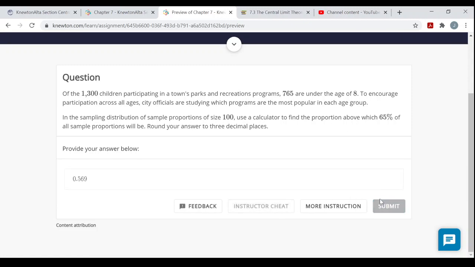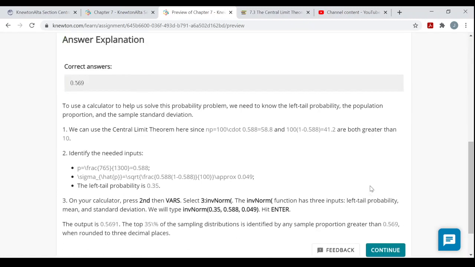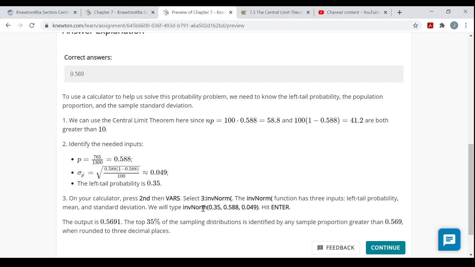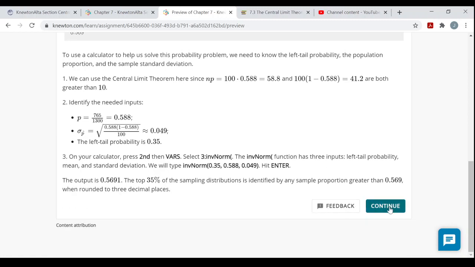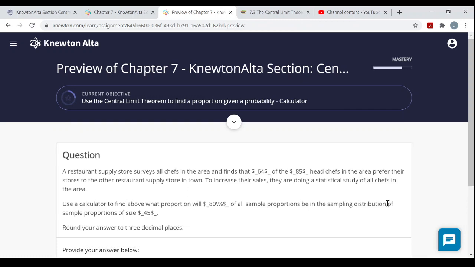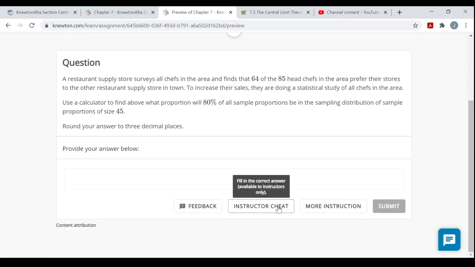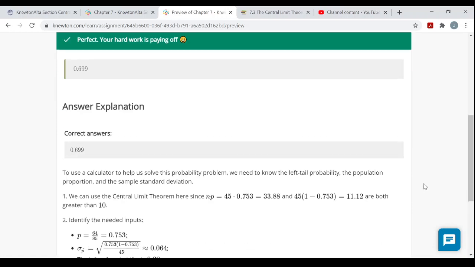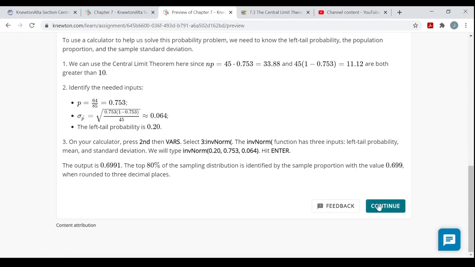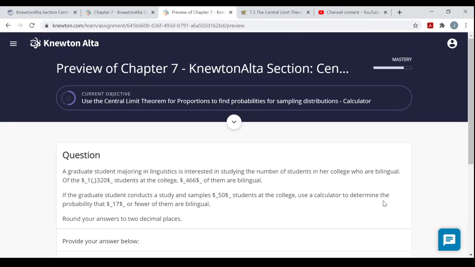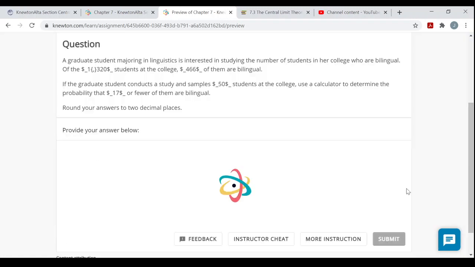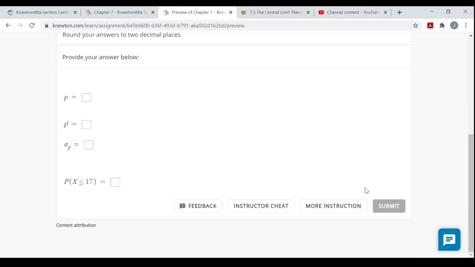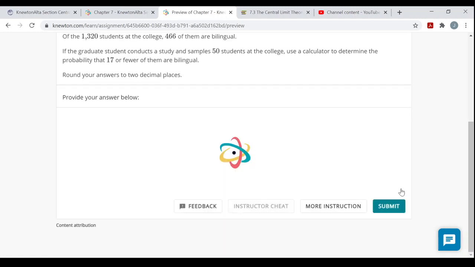So again, I'm just going to cheat. I've already shown you a problem like this. And again, you're seeing the inverse norm down here. Yeah, so the rest of the problems should be similar in one direction or the other, using normal CDF or inverse norm, depending on what you're being asked for. Just scanning through here to make sure there are no other different kinds of problems. So far there aren't.